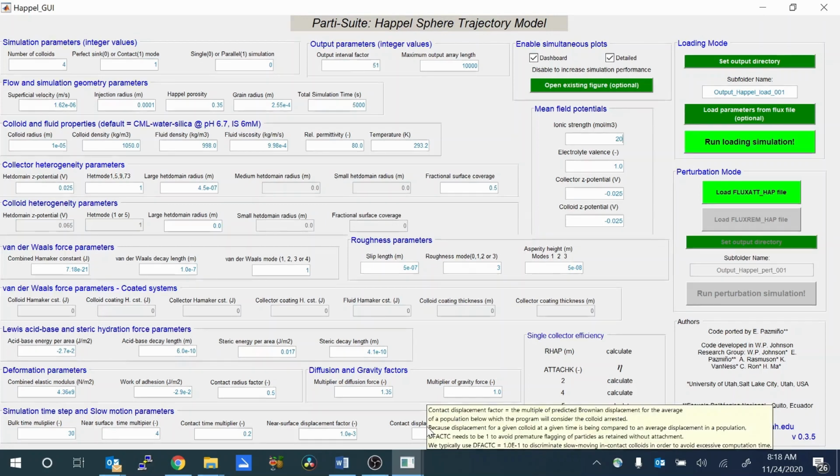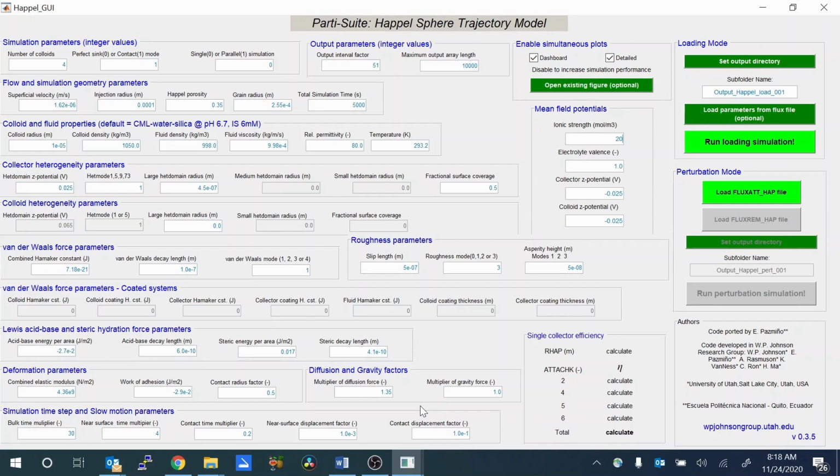Likewise, in contact, if it's rolling across the surface at a rate that's less than 10% of the displacement one would expect from diffusion in bulk fluid, then we're going to call it arrested, so we don't watch it roll slowly forever. So those are my parameters. I'm going to go ahead and start the loading simulation.